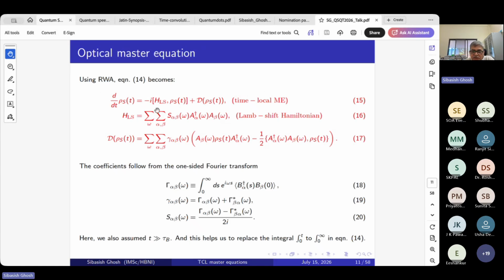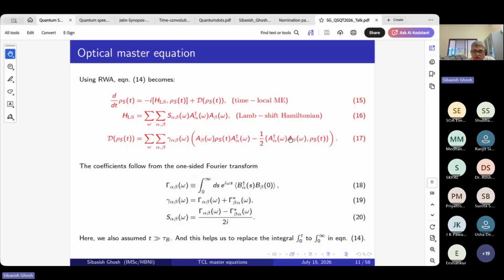If you use the rotating wave approximation, what you come up with is this master equation, equation 5, which gives the time evolution of the system density matrix. The first part is the unitary part, which is the commutator with a modified Hamiltonian called H_LS, which we call the Lamb shift Hamiltonian. This is a modified version of the actual system Hamiltonian H_S, plus a dissipative term D of rho_S(t). The dissipative term has this particular form, which we call the GKSL form or Lindblad form, whatever you want to call it. Here A_beta(omega) are the system operators.